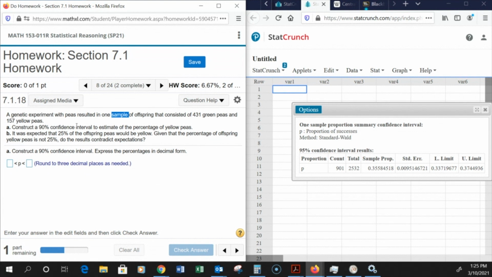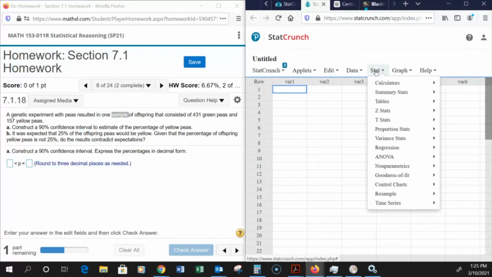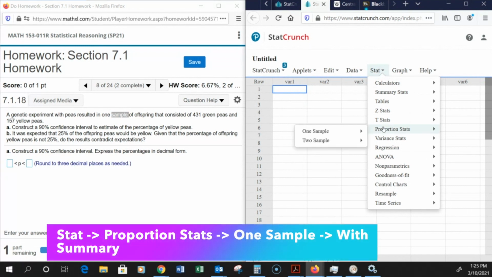And we want a 90% confidence interval to estimate the percentage of yellow peas. And this sounds like it'll be easy, but there's a little trick to it. Let me show you how to do it wrong, because a lot of students will do this and it'll come up on a quiz or a test and students will do it wrong. So it's important to pay attention to this. Go to stat, go to proportion, go to one sample. We don't have the data, we just have the summary.